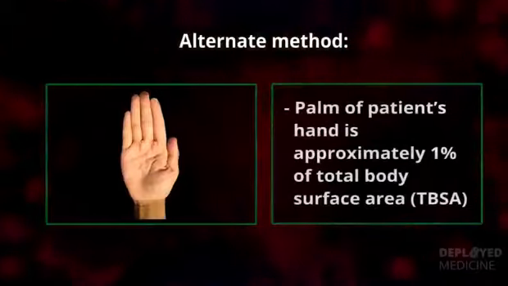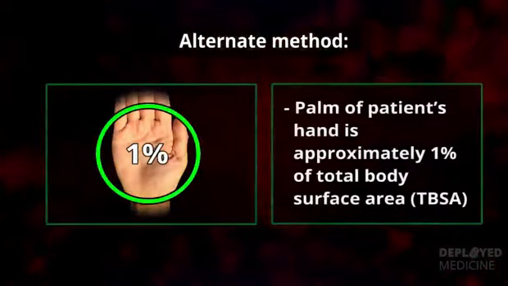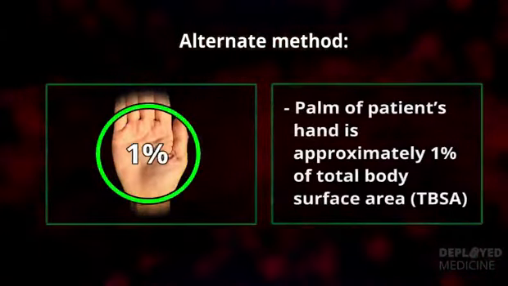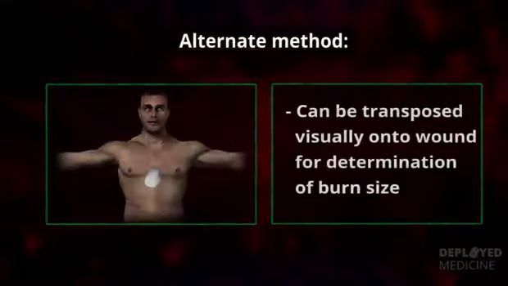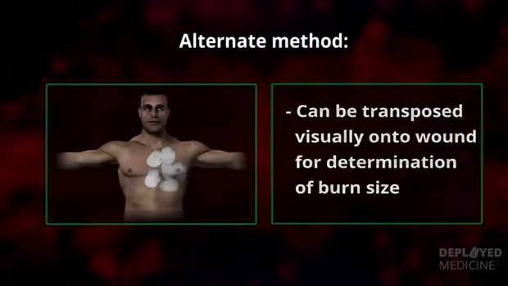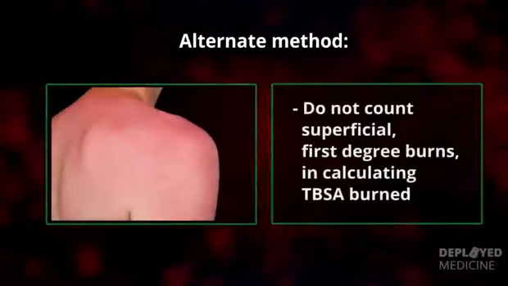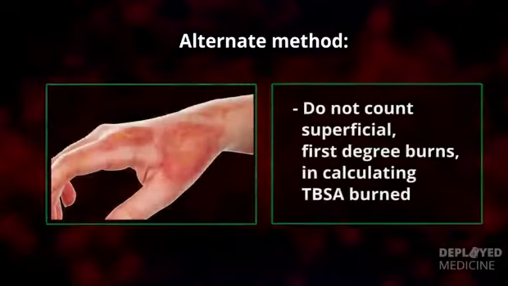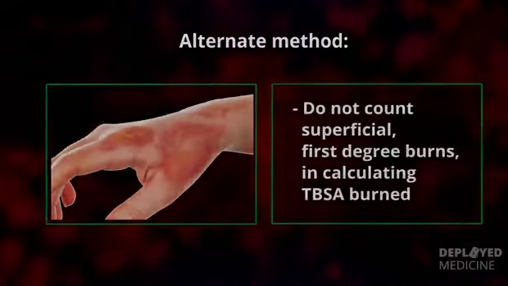Another quick method is using the palm of the patient's hand. It is approximately 1% of total body surface area and can be transposed visually onto the wound for a determination of the burn size. Do not count superficial first-degree burns in calculating the TBSA burned.